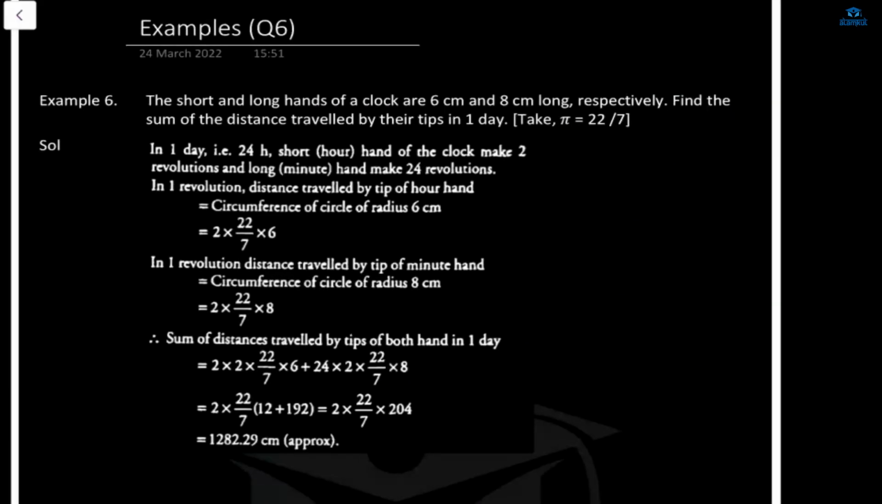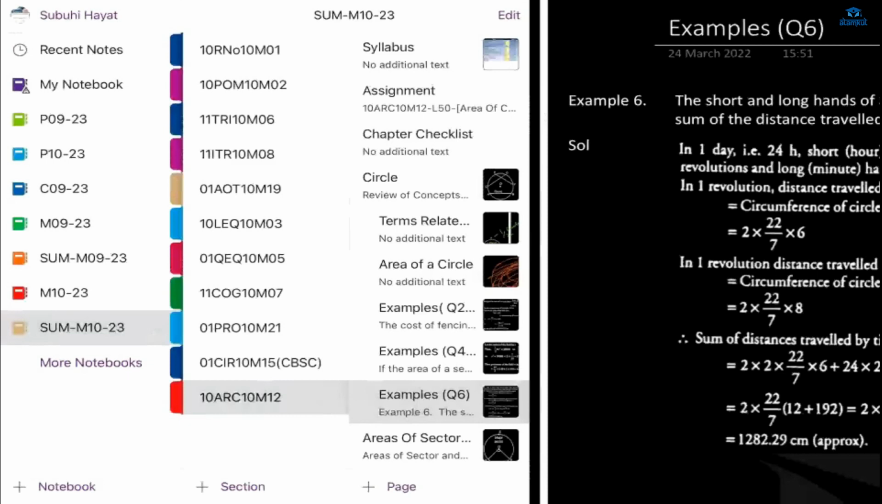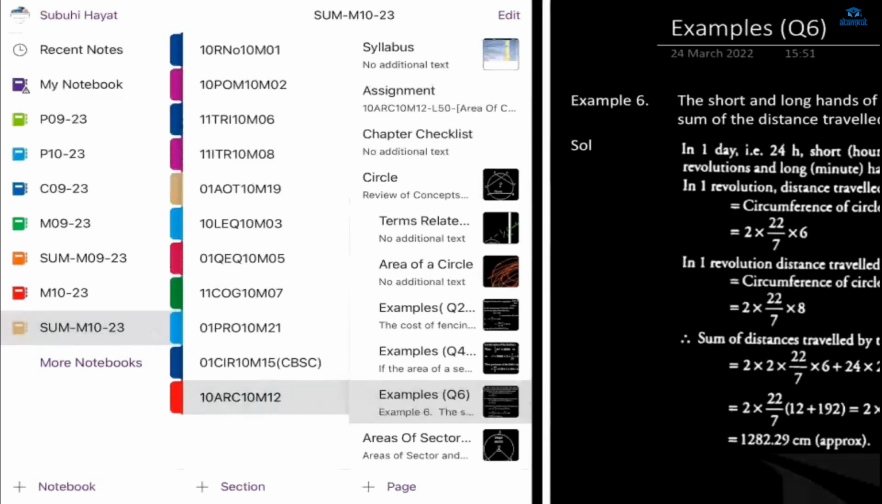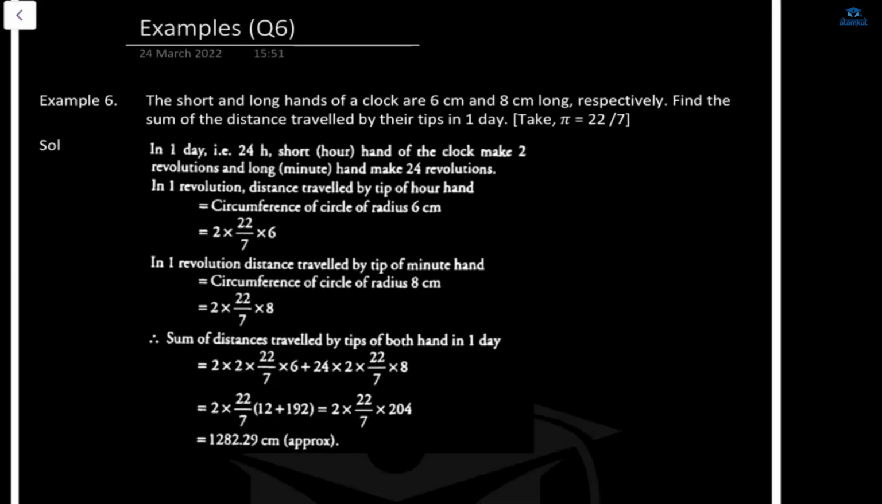Till now, we have already covered the area of a circle, the area of a semicircle, and the area of a quadrant. Now we were discussing questions, and this is the last question of this exercise. There will be many questions, but this is one such type of question that you can have in your exercise.